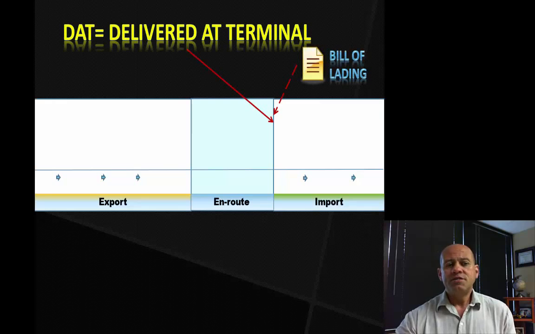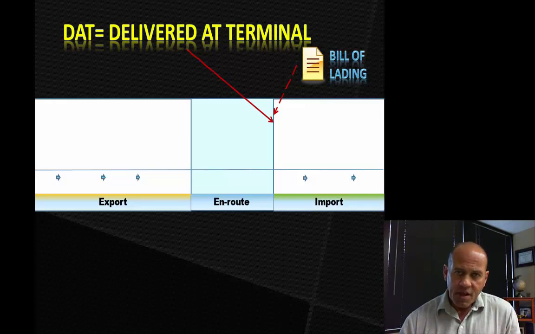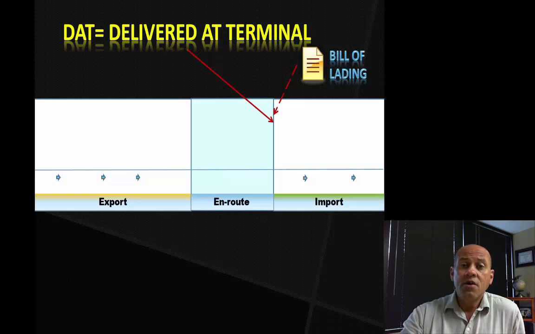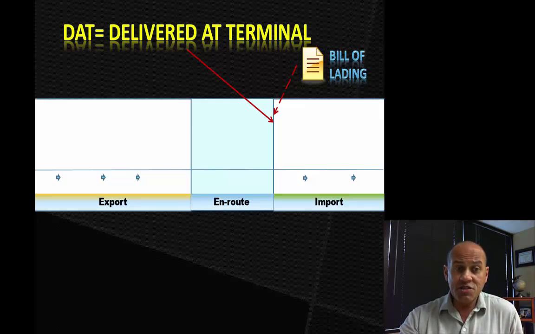Now we go on to D terms. I often think of D terms as destination terms. So now we had the F terms, which involve delivery in the seller's origin country. We had C terms, which included freight. And now we have D terms, which involve delivery in the destination country.